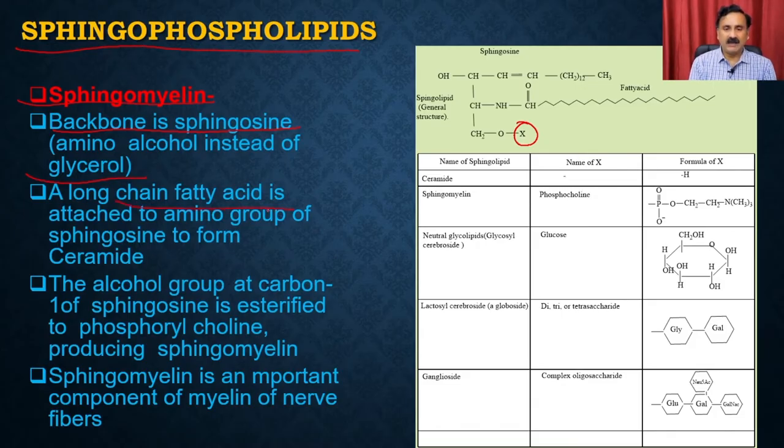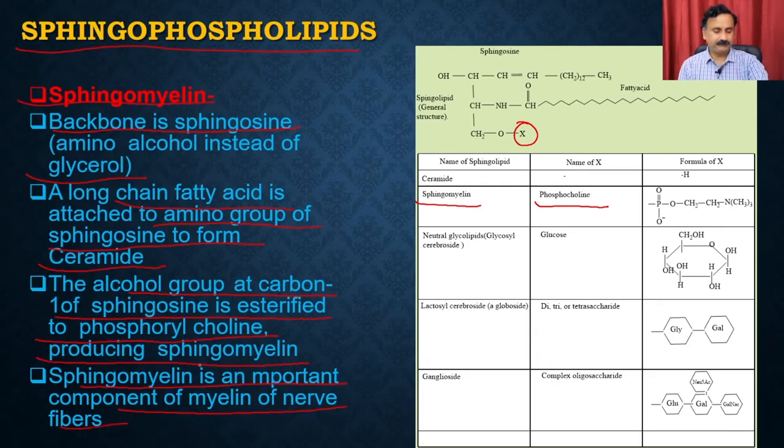A long chain fatty acid is attached to the amino group of the sphingosine to form the ceramide. The alcohol group at the carbon 1 of the sphingosine is esterified to the phosphorylcholine, producing the sphingomyelin. So, if you have the phosphorylcholine, then it is called a sphingomyelin. And the sphingomyelin is an important component of the myelin of the nerve fibers.